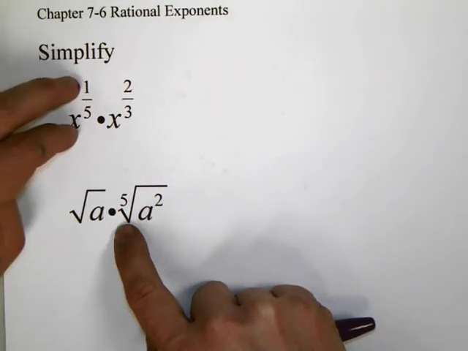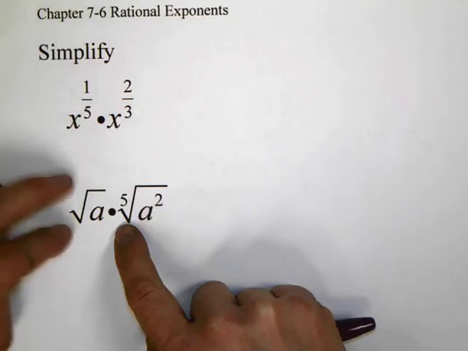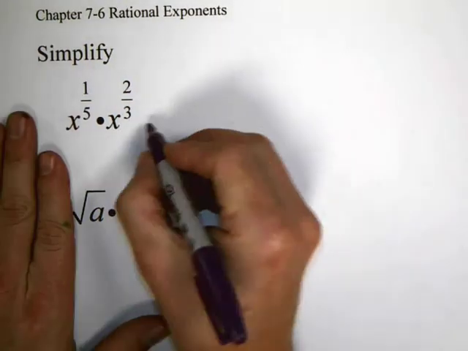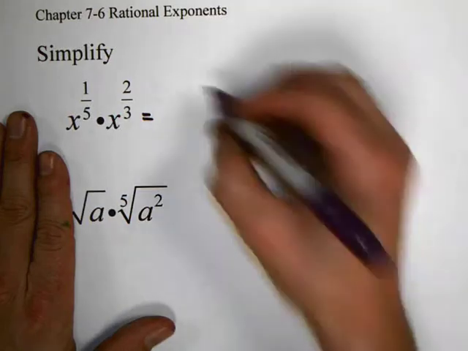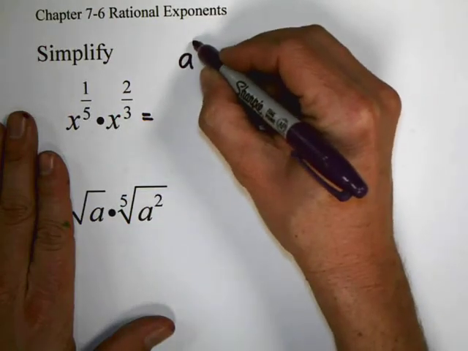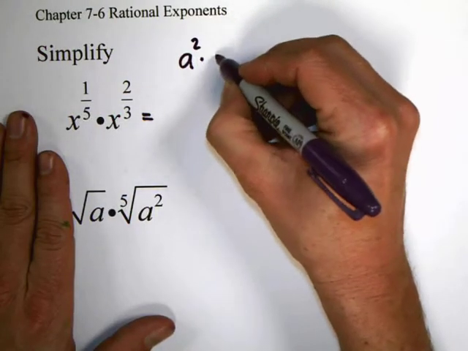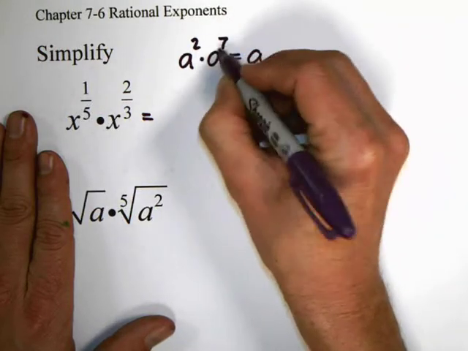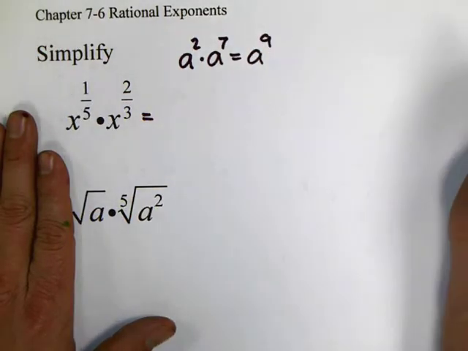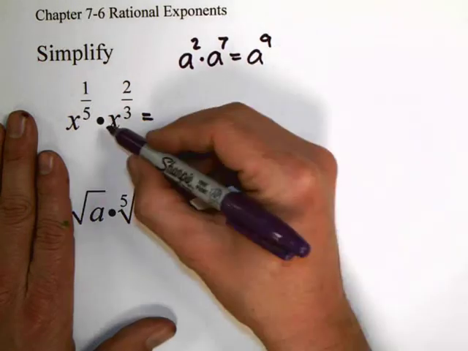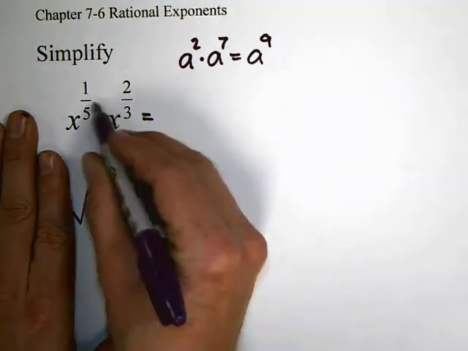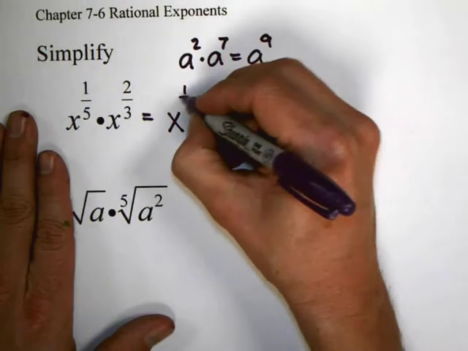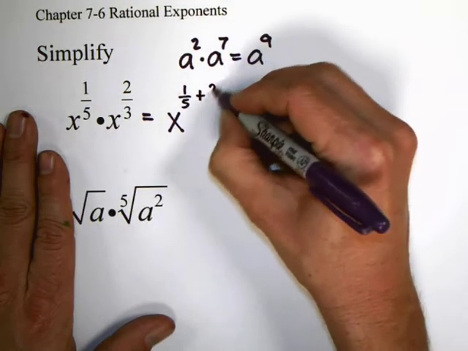So I'm going to show you what it looks like with one that starts with rational exponents and one that starts with just radical form. So here it is. First of all, we know our exponent rules say that if I have a to the second power and I multiply by a to the seventh power, that I can find my answer by just adding the 2 and the 7. So we're going to use this same idea down here, which means if I have two x's that I'm multiplying together, I could actually come up with the answer by adding the 1/5 and the 2/3.